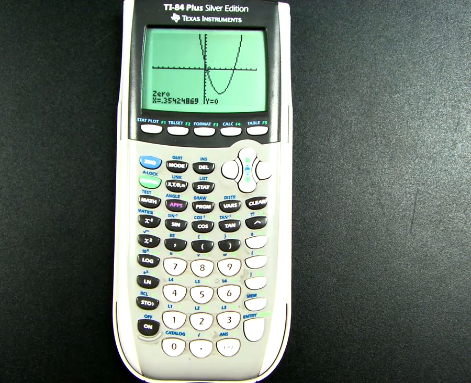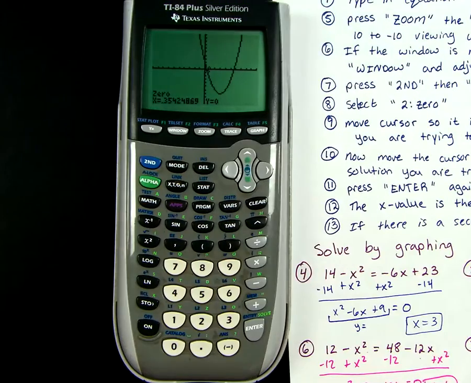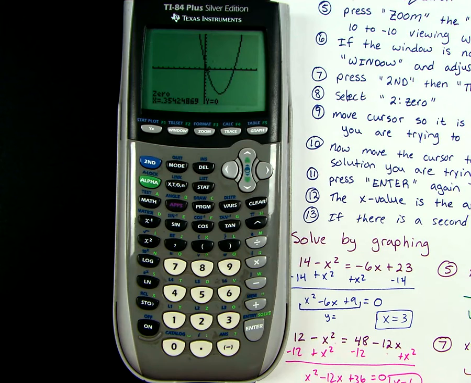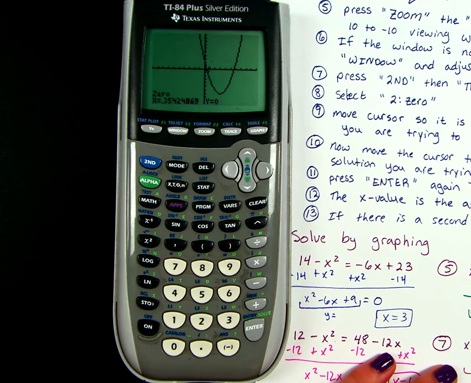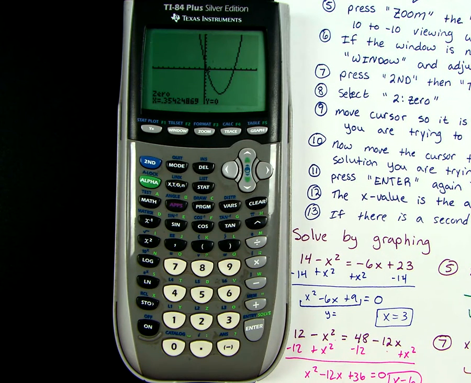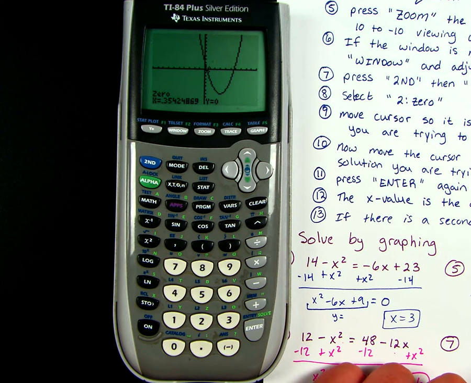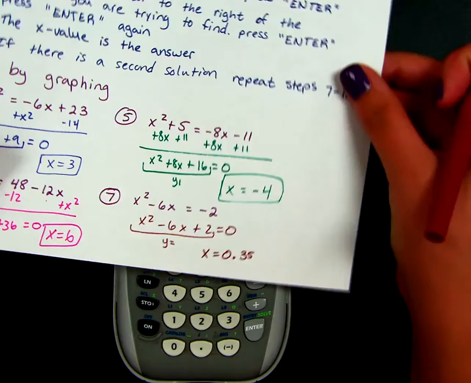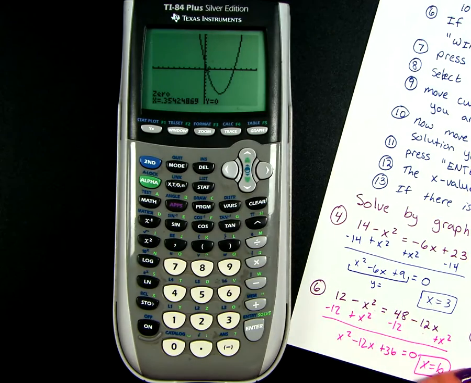Okay, so this is not intersecting at a nice point. So I'm going to round to 2 decimal places. That means our first answer is going to be x equals 0.35. So again, I wrote that down on my paper here. And then we're going to have a second one.